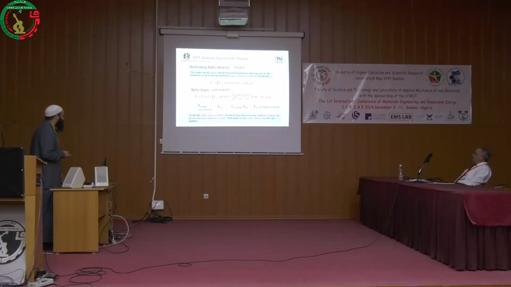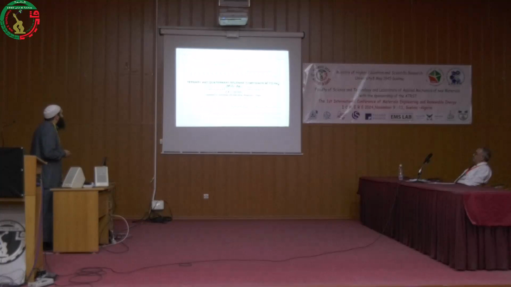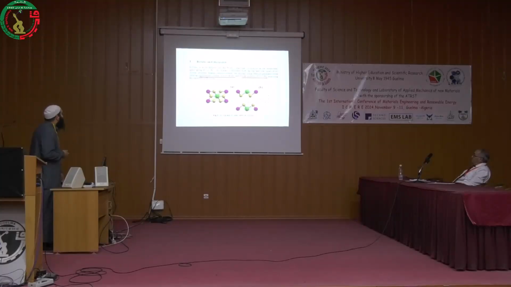And using this, we can have any property of any material at any time. So let's start with structural properties. This is a paper that shows that it's a monoclinic or orthorhombic structure. So we have A different than B, different than C. And by changing the atoms, we can have an angle different from 90 degrees. So it's not all the time 90 degrees.